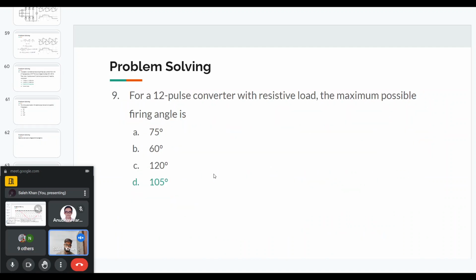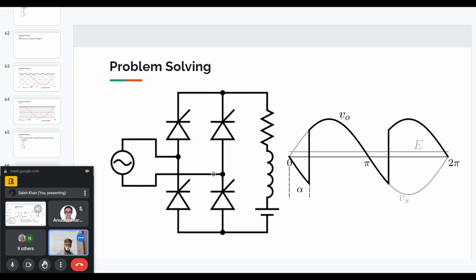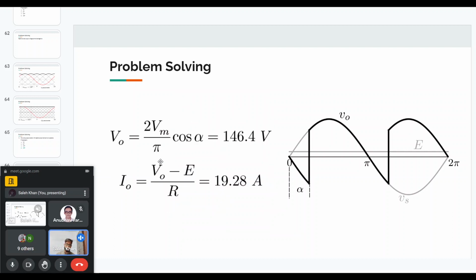Because let's say, for example here, if we have an RLE load, the load current will now be given by the output voltage minus this E voltage, and so the load current will reduce. And since this load current is reflected in the source, the amplitude of the square wave or quasi square wave is this IO. So because of this E voltage, the IO current, the source current amplitude, will also reduce. So that is the effect.